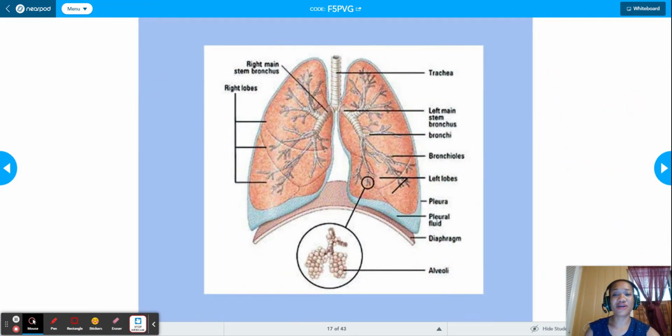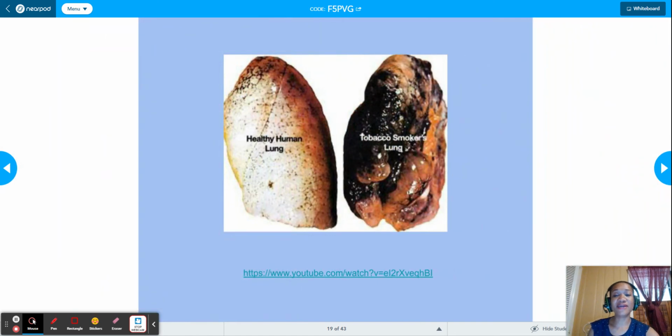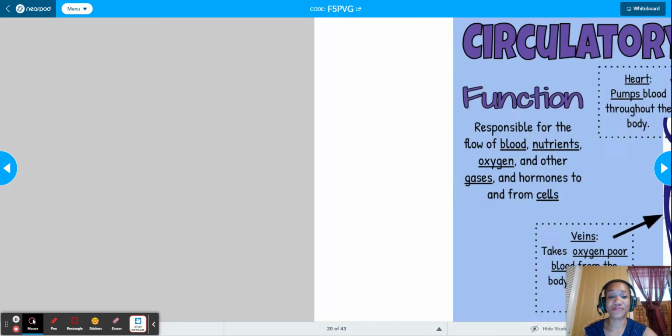Here's a picture of our lungs. It shows where you have mucus, which causes us to be stuffy and unable to breathe sometimes. Some of us have to rely on asthma pumps. Then here's a picture and also a YouTube video clip that will show you the difference between a healthy human lung and a lung that's been exposed to smoke, whether it's cigarettes or just chewing tobacco.